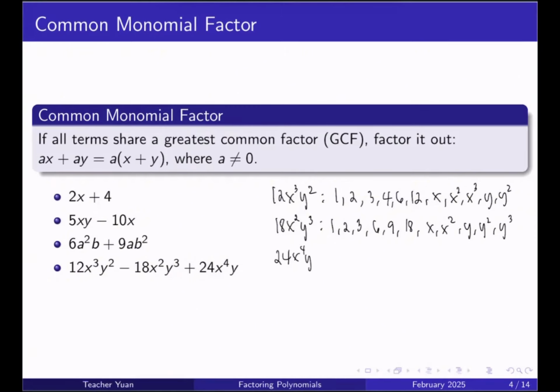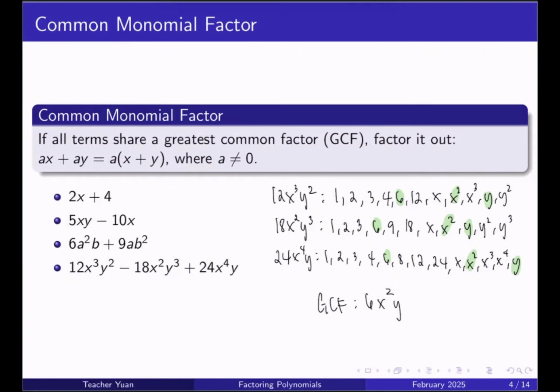For the last term, we have 1, 2, 3, 4, 6, 8, 12, 24, x squared, x cubed, x raised to 4, and y. So now we need to get the greatest common factor using all of these terms. For the numerical coefficient, that is the number 6. For the variables, we have x squared, and for another variable, we have y. So therefore, our GCF is 6x squared y.